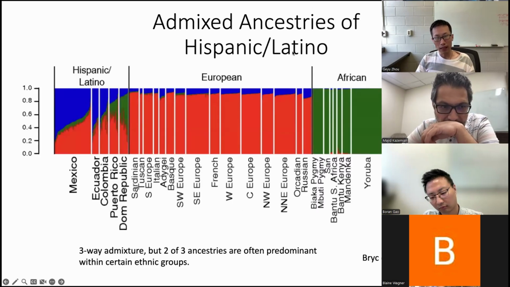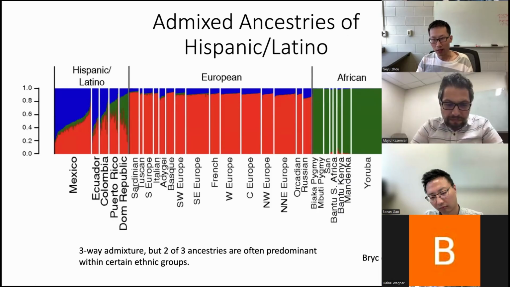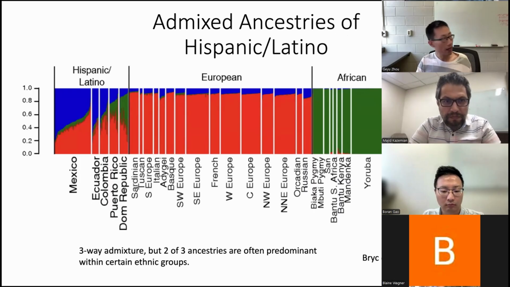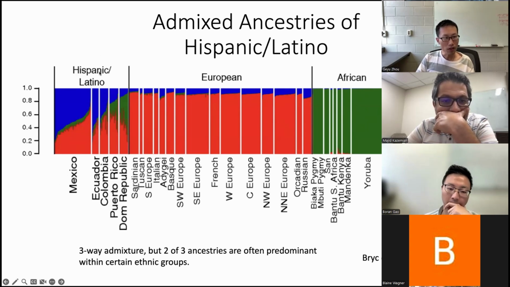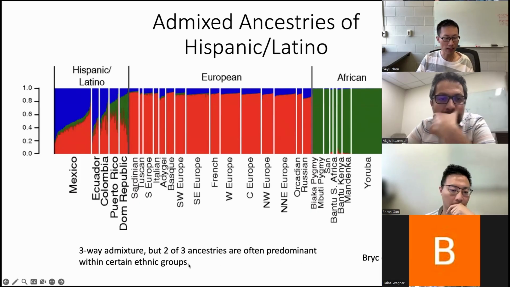And we also want to look at how we can construct prediction models in the ethnic populations of the Hispanic and Latino populations. Compared with African Americans, Hispanic Latinos are more complicated because they typically involve the admixture of three ancestries: the European, the red one, the African, the green one, and the Native American, the blue one. And if we look at Hispanic or Latinos, you can see that generally two of the three ancestries are often predominant within certain ethnic groups.